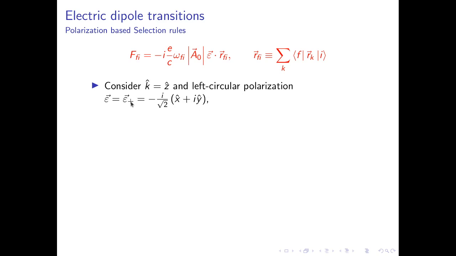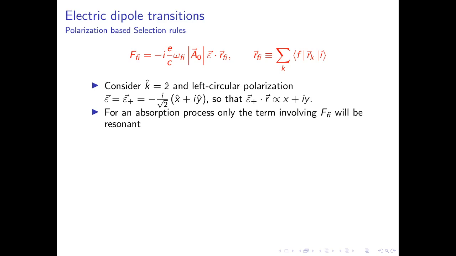Now if you calculate epsilon plus dot r, because of this x hat plus i y hat here, you are going to get the coordinate x plus i y, which essentially is r plus. So this corresponds to q equal to plus 1. Now you have to carefully distinguish between absorption processes and emission processes. We could ignore this earlier because, as far as the general statements were concerned, the same rules work for F F I, which is relevant for absorption, or F star I F, which is relevant for emission. But now we have to be more careful. For absorption, only the terms involving F F I will be resonant, and so the other terms can be ignored.